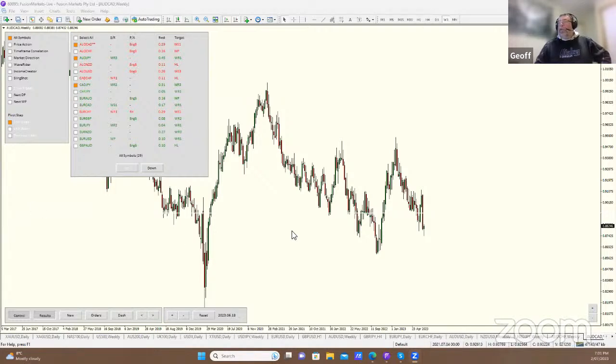How does that work? Well, in the first instance, I've got Aussie CAD on my watch list. Not necessarily on my watch list, but this is what the market's telling me, or the candles are telling me. Hang on two secs till I get the right scenario here. There's a little bit of an issue. There we go. That's much better.